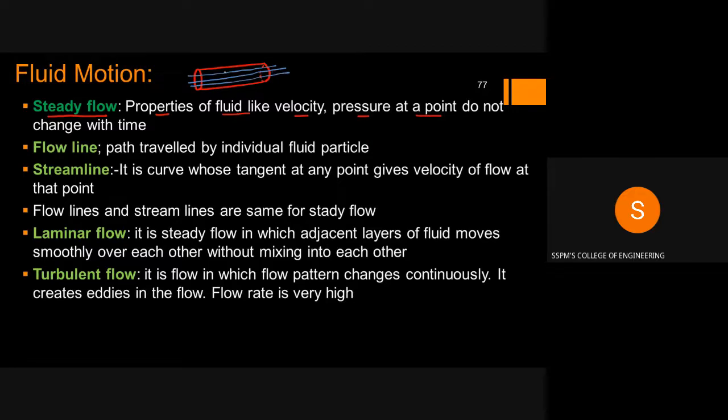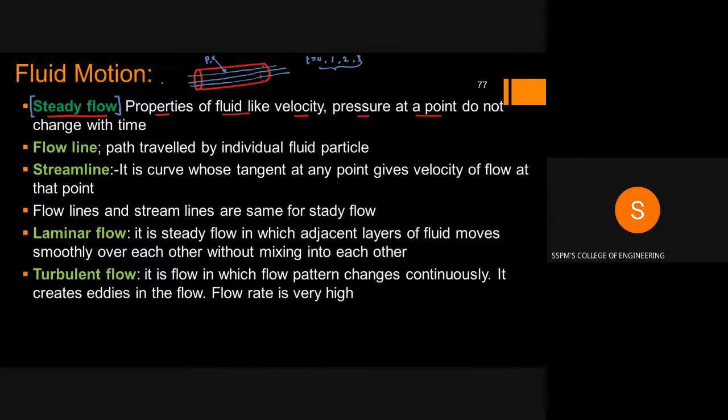And if you select any one point, and at this point, if you measure the pressure and the velocity at different time instants, so let us take time t0, t1, t2, t3 seconds. For all these time intervals, pressure and the velocity will remain constant. So there is no variation, and this is called a steady flow.